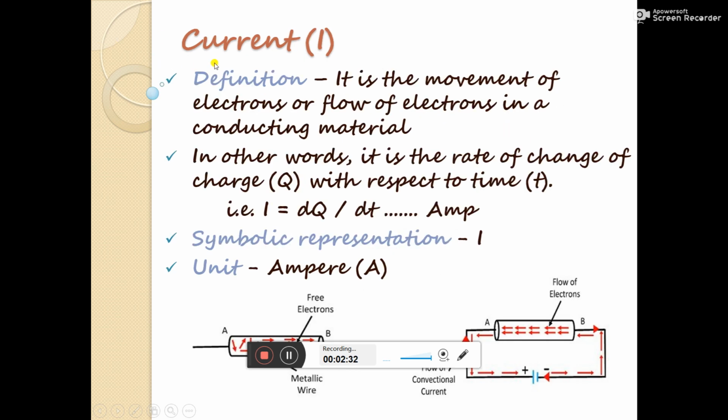The next term we have current. It is the movement of electrons or the flow of electrons in a conducting material. In other words, current can be defined as the rate of change of charge with respect to time. So we can write I is equal to dq by dt, which is measured in amperes. Symbolically, we represent current by using letter capital I and unit is ampere.